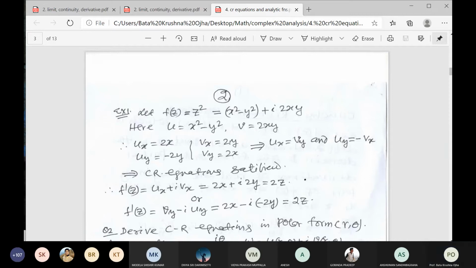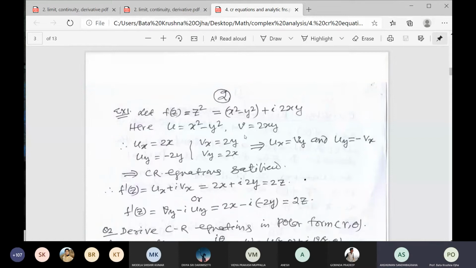Ansuman. Hello, Ansuman. Yes, sir. So I advise all the students, you have to write in your notebook and check whether the CR equation is satisfied or not. Okay, sir.